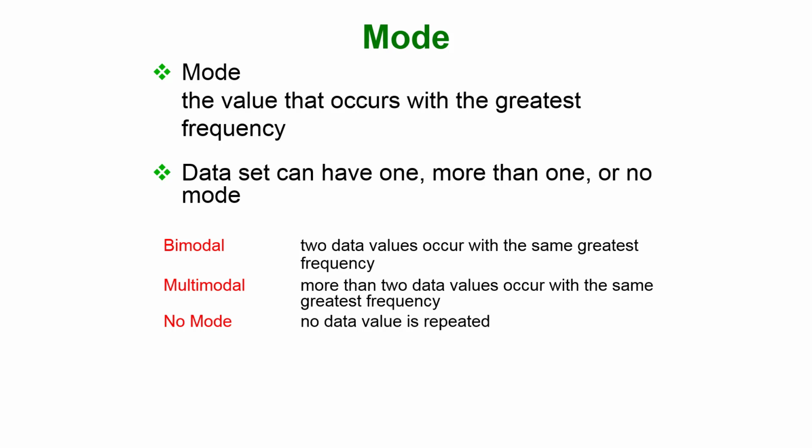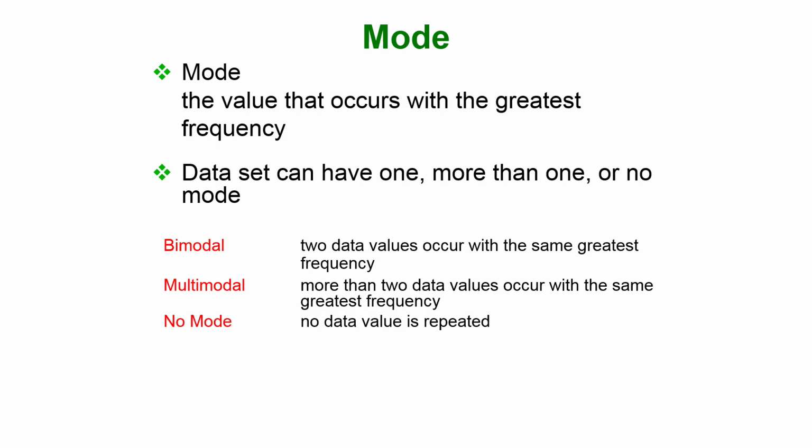So guess what? If you are given the data in a frequency distribution, that's the easiest way to find the mode. Now, it is possible for two data values to both occur with the greatest frequency, in which case we will say the set is bimodal. If more than two data values occur with the same greatest frequency, we call it multimodal.